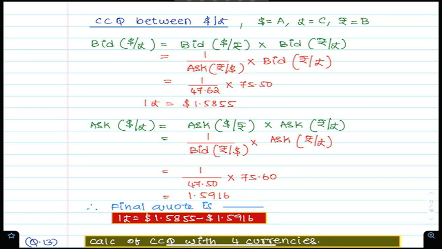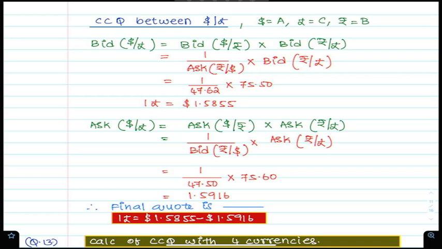So hope you completed writing. So this is how the cross currency quotations have to be calculated when there are two-way quotations. With three total currencies, we want to calculate against two. This is how we can do.